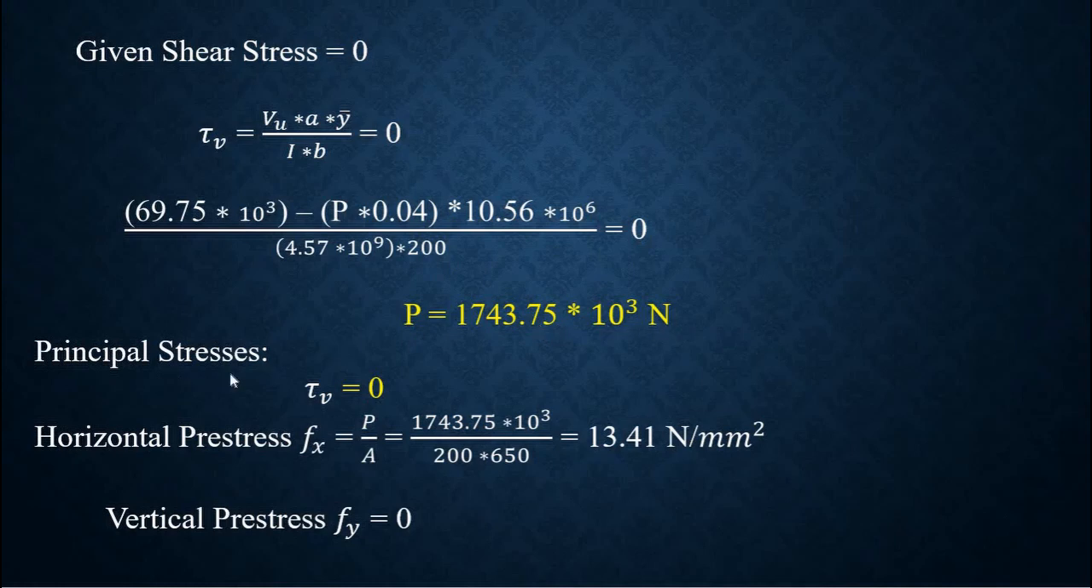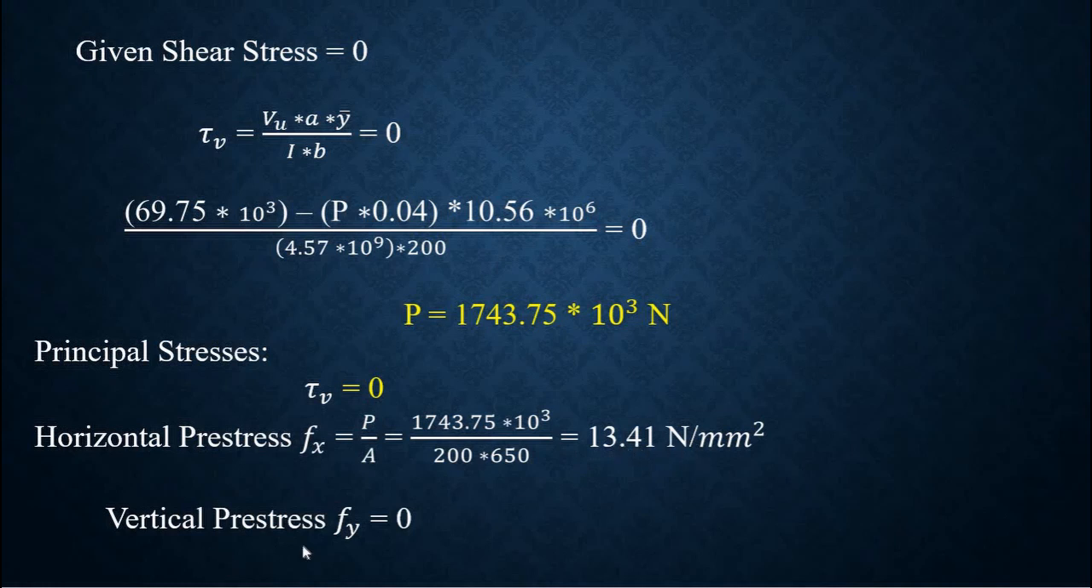Next is principal stress. As we know, 2V is 0, that is shear stress is 0. Consider that condition. Next we have a horizontal pre-stress. Fx is equal to P by A. We can calculate horizontal pre-stress by using the formula Fx is equal to P by A, that is load by area. Load, just now we have got 1743.75 into 10 power 3 whole divided by 200 into 650. We will get 13.41 Newton per mm square.